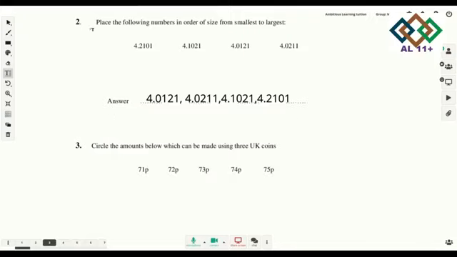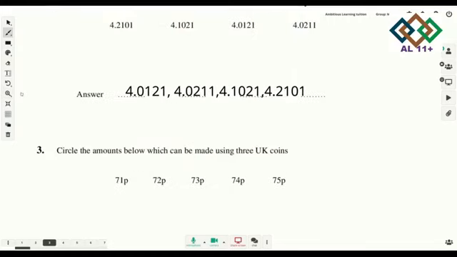I hope you all got the same number. In this, basically, they were asking you to place the following numbers in order of size from smallest to biggest. And this is the way how you do it. So the next one, if you can see, they're saying circle the amounts. I'll zoom in a little bit for you guys. I think now it's better.